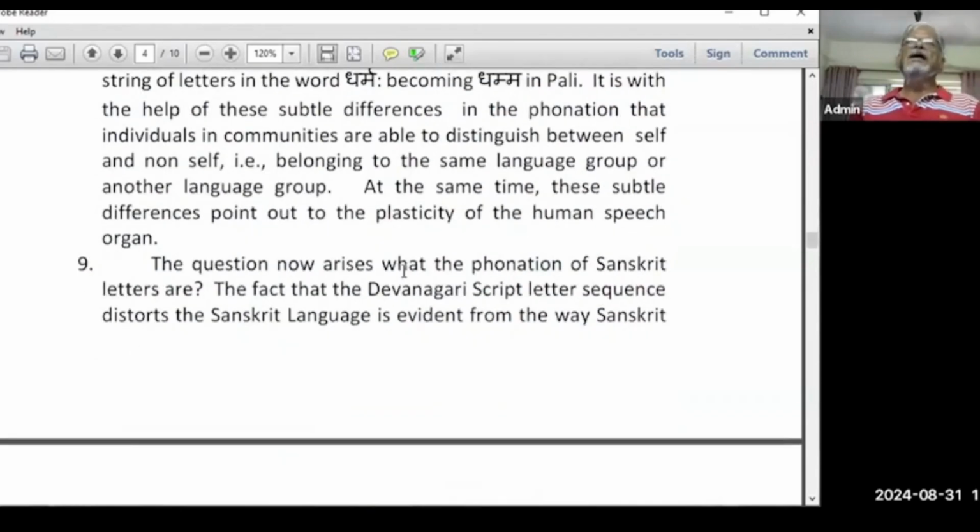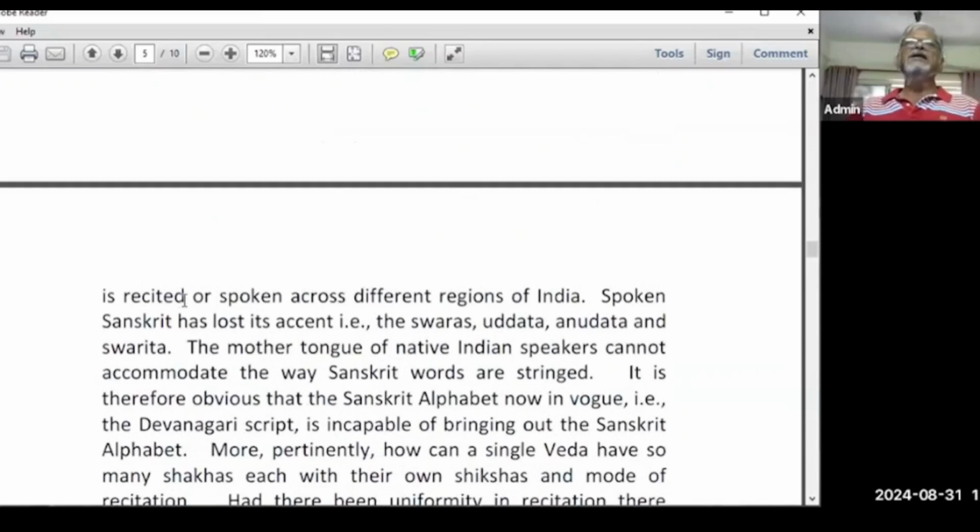The question now arises what the phonation of Sanskrit letters is. The fact that the Devanagari script letter sequence distorts the Sanskrit language is evident from the way Sanskrit is recited or spoken across different regions of India. Spoken Sanskrit has lost its accent, the swaras: udatta, anudatta, and swarita. The mother tongue of native Indian speakers cannot accommodate the way Sanskrit words are stringed.